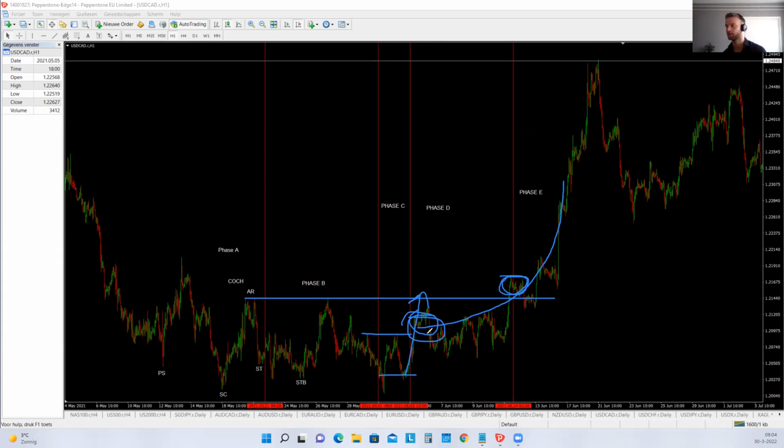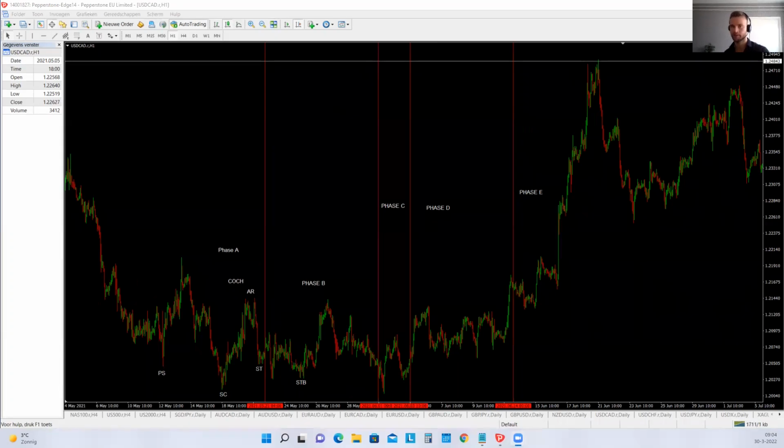So I enter at a clean break of clean structure, close above. I don't wait for a retest. And then I play phase E. So basically I play phase D and phase E. Those are the phases I play when I enter a trade. So hopefully it's all clear.